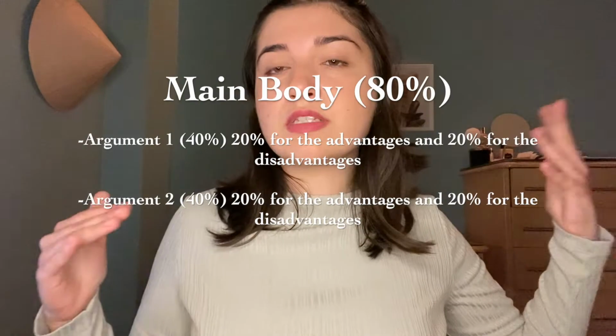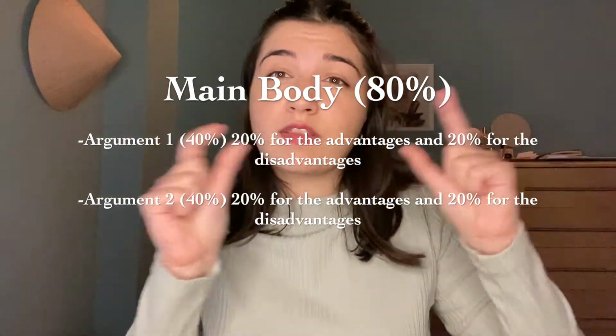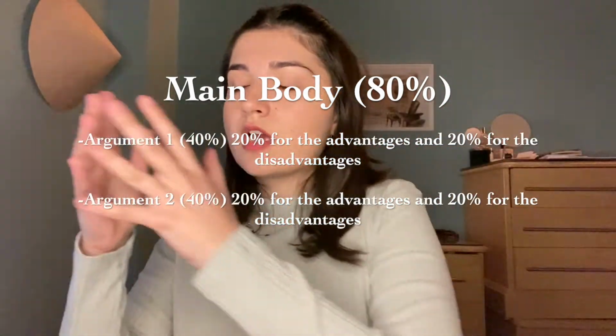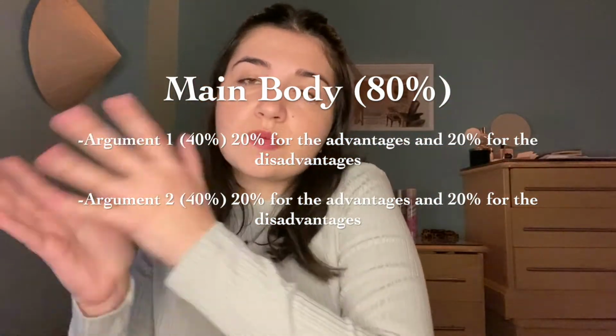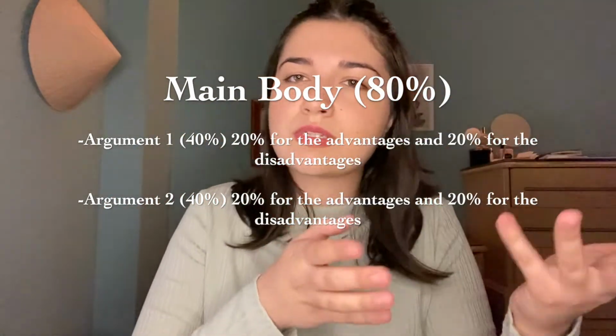In the main body, roughly, what you can do is divide it into 20% each for each side of the argument. So each argument should have 40%, which is half of the 80%. You want to talk about the advantages of the first argument, 20%, the disadvantages of the first argument, 20%, and the same for the second argument. Then you'll end up with 80%. That's roughly what you can do.